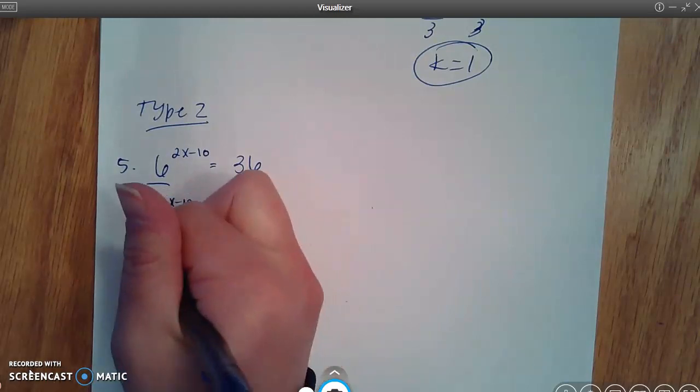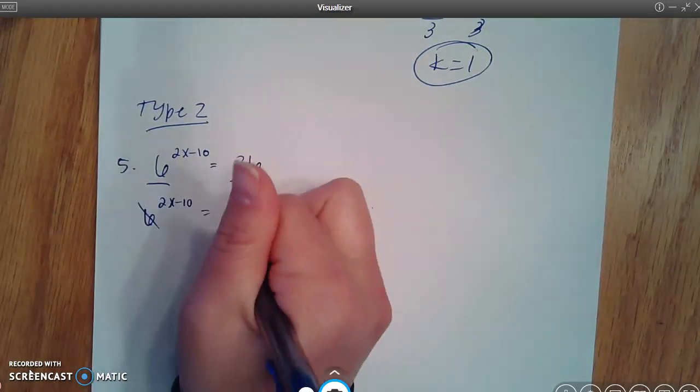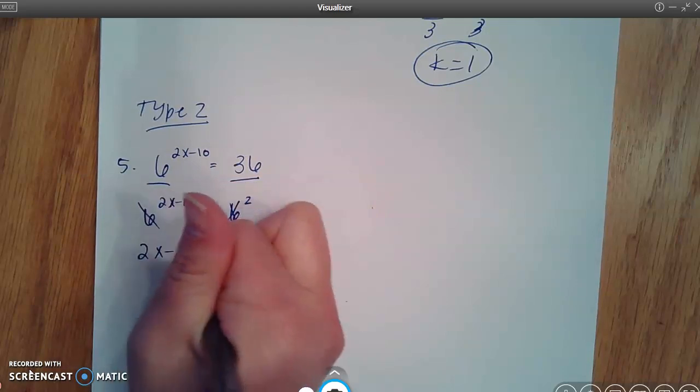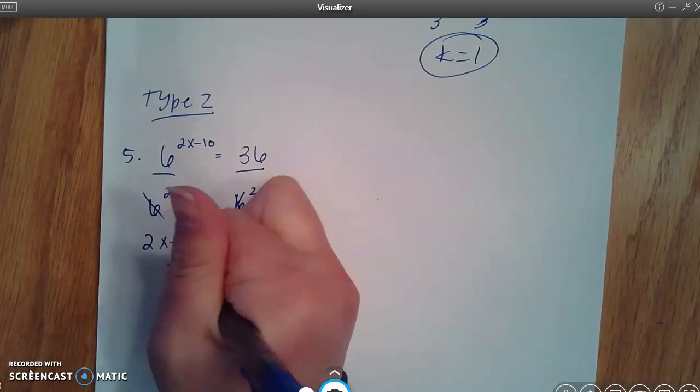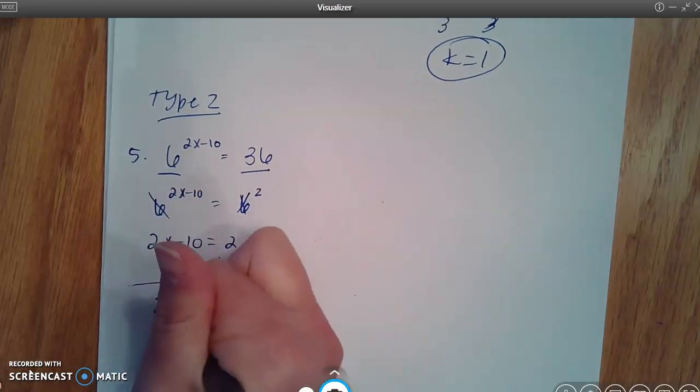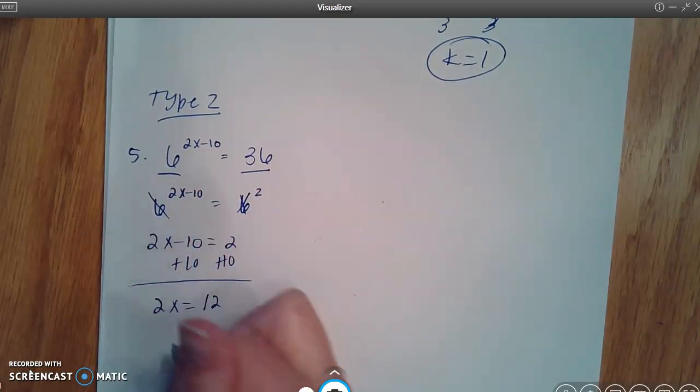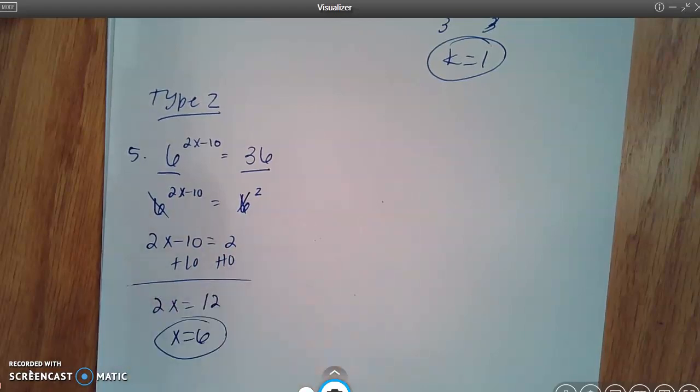Now that I have the same bases, I can cancel out my bases, and I have 2x minus 10 is equal to 2. Okay, and then I can add 10 to both sides, get 2x equals 12, so x would be 6.